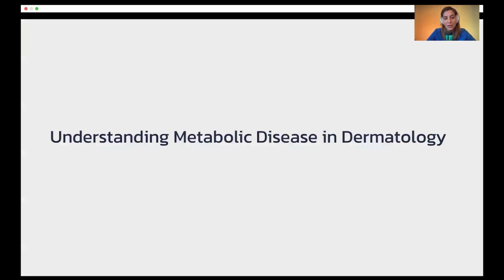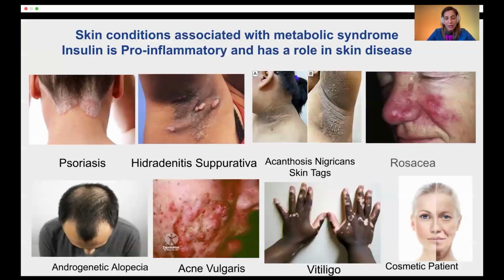And so let's understand metabolic disease in dermatology. Like we talked about, we have our classic conditions. I think psoriasis is kind of like our main condition that's been studied a lot. Other conditions, it's not that they don't have the association with metabolic disorder, we just haven't studied it as much. But hidradenitis is maybe a second after psoriasis.